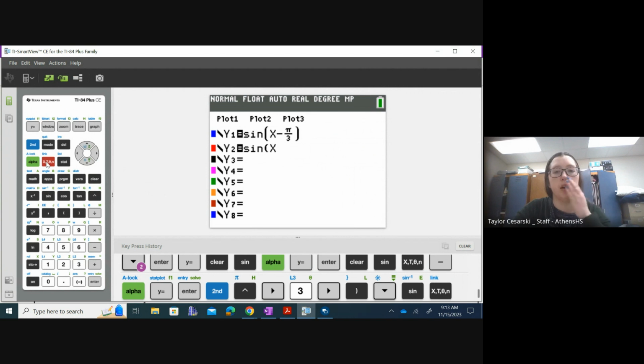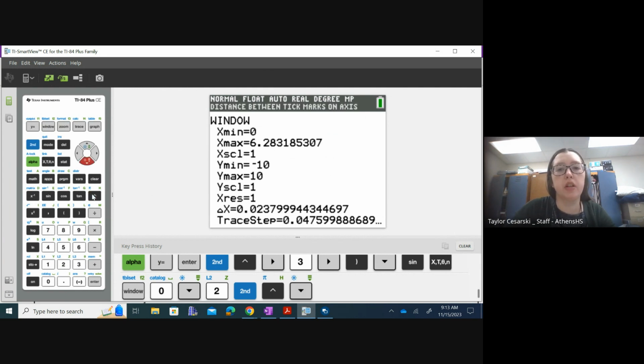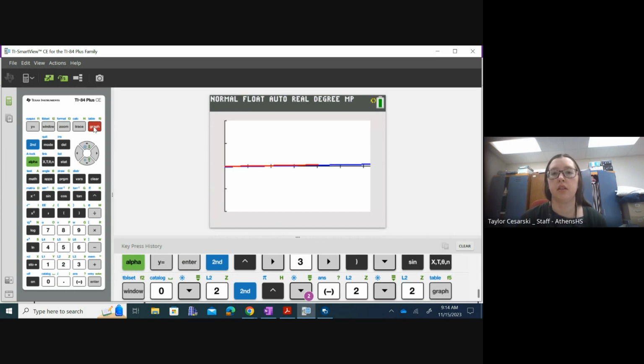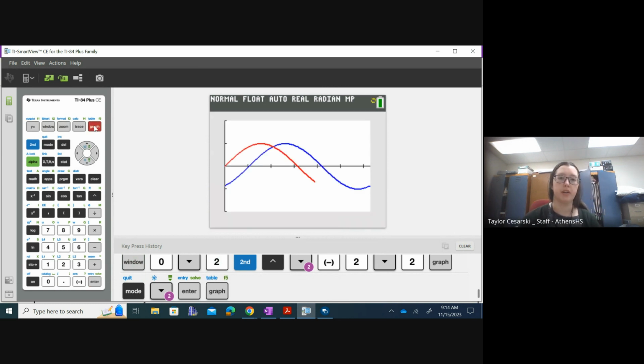Because I'm trying to find when the blue is going to be greater than the red. Now, for my window, I want the interval 0 to 2 pi. So I'm going to make this 0 to 2 pi. And I know my sine of x is only going to go from -1 to 1, so I'll make this maybe -2 to 2, just so I can see it. One problem I have right now is I'm in degree mode, so it's getting really stretched out. If I change my mode to radian mode, because that's what I want in Precalc, and go to graph, it'll look a lot better.